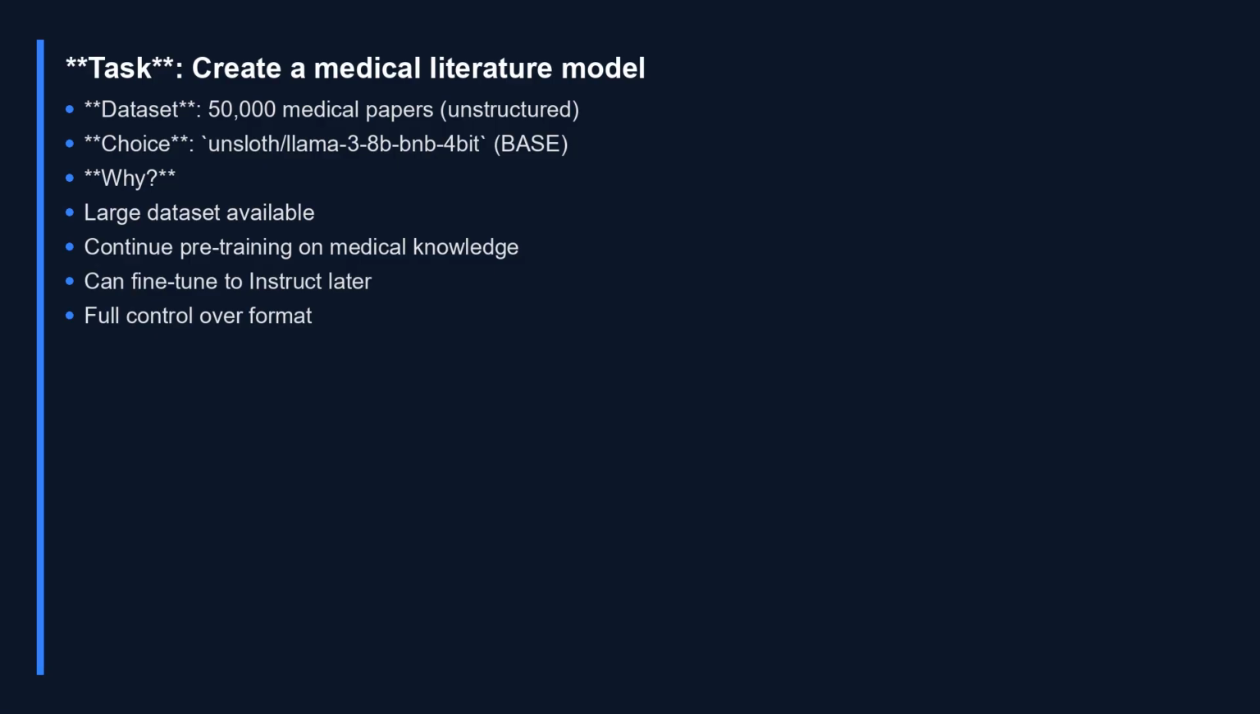Scenario 2. You have 50,000 medical research papers and you want to build a model with deep medical literature knowledge. Here, Unsloth Llama 3 8B BNB 4-bit, the base model, is the correct choice. The dataset is large enough to justify starting from the base model, without instruction following. Continued pre-training on unstructured text is a base model workflow by design. You can always layer instruction tuning on top afterward, giving you a medically knowledgeable model that can then be fine-tuned to follow instructions in your specific format.